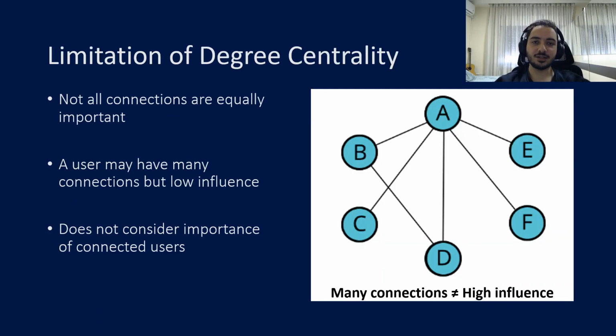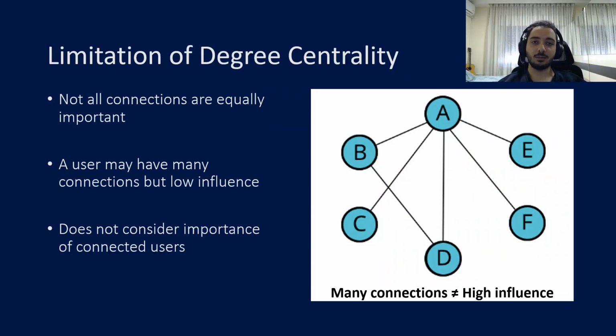Although degree centrality is simple, it does not fully capture influence. One major issue is that not all connections are actually equally important. A user might have many connections, but those connections are not influential themselves. For example, someone could have many followers who are inactive or not well connected, which limits their actual impact.